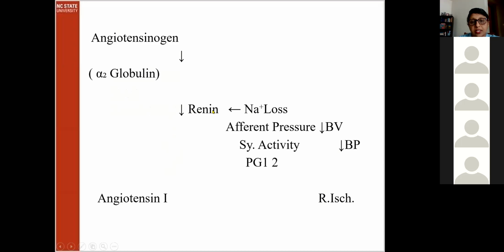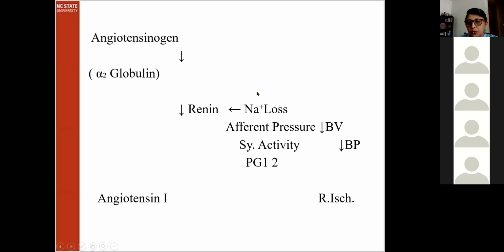It is actually synthesized in the juxtaglomerular apparatus, and this will act on the angiotensinogen, converting it into angiotensin 1. Then how is this renin secreted, and when is it secreted? So renin, you have to think that renin is needed to increase the BP, because it helps in the formation of angiotensin 2.